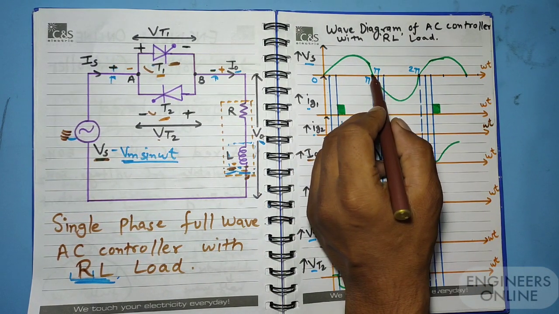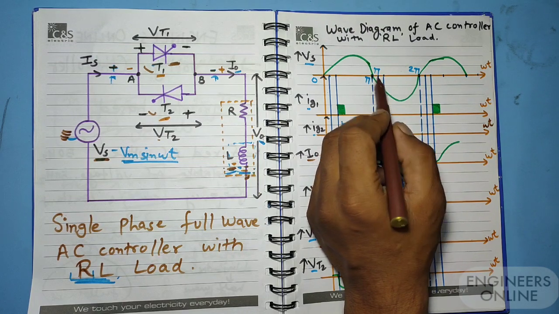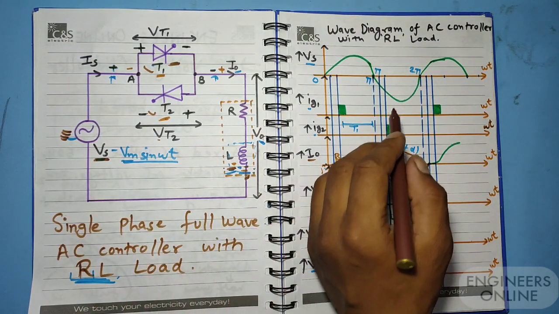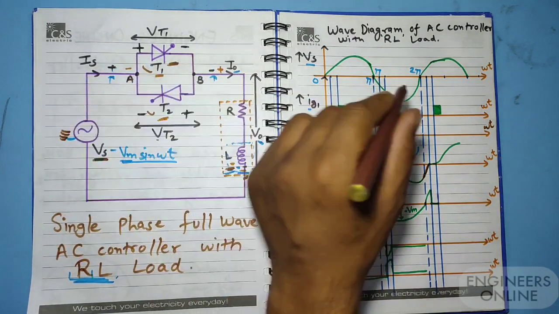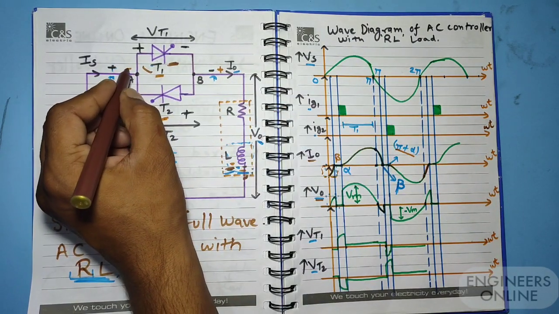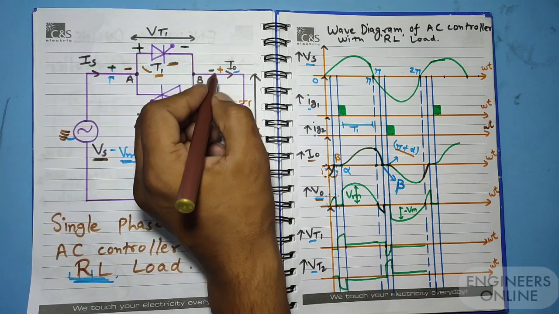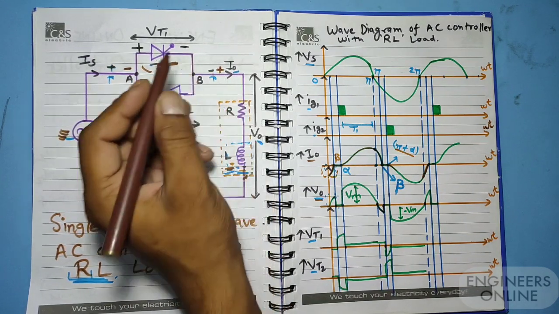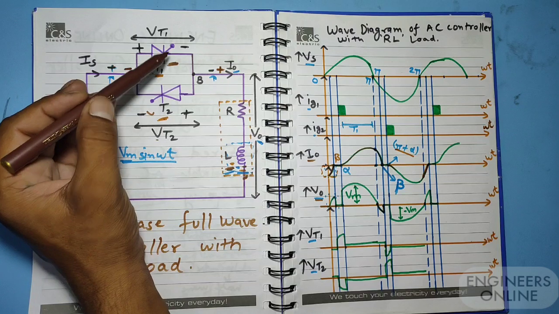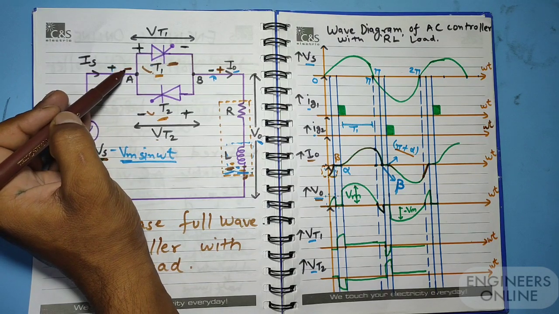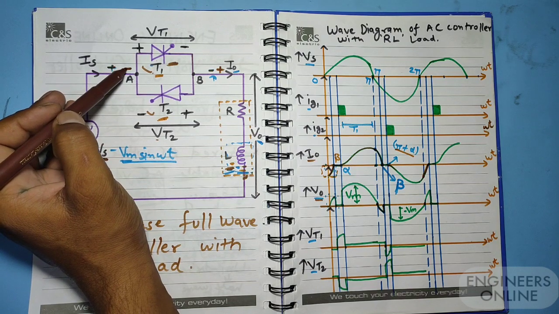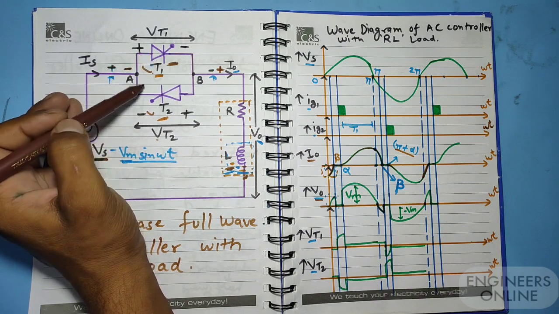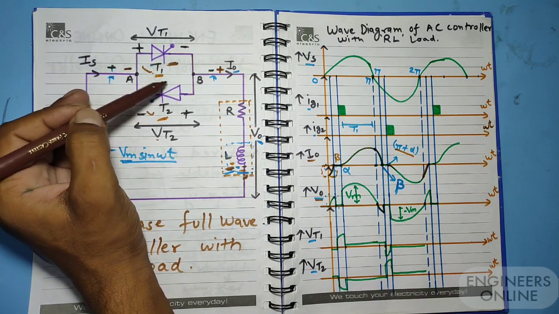Now we'll consider the negative half cycle of this voltage source. So during the negative half cycle, this A point will be negative and this B point will be positive. T1 is now reverse biased because here it is negative and this is the positive terminal of the thyristor. So thyristor T1 is reverse biased and thyristor T2 is forward biased.